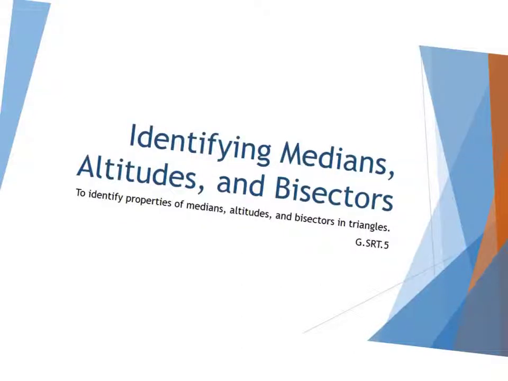Hi guys, this lesson is identifying medians, altitudes, and bisectors. The goal is to identify properties of medians, altitudes, and bisectors in triangles. And the standard is similarity, right triangles, and trig, number 5.